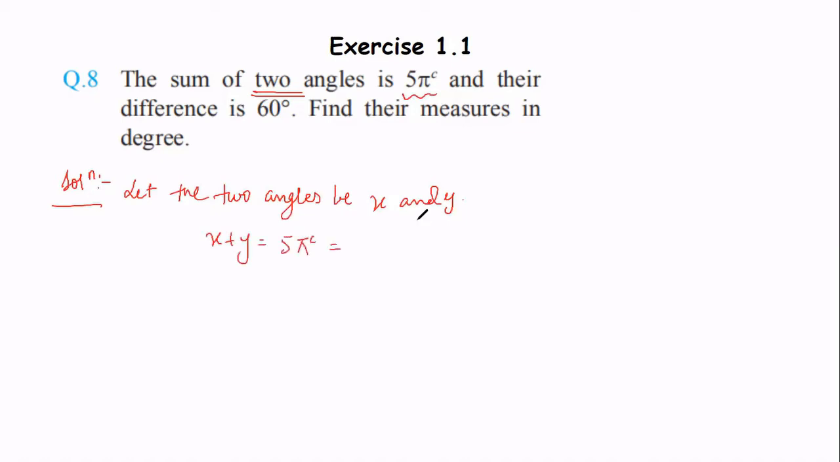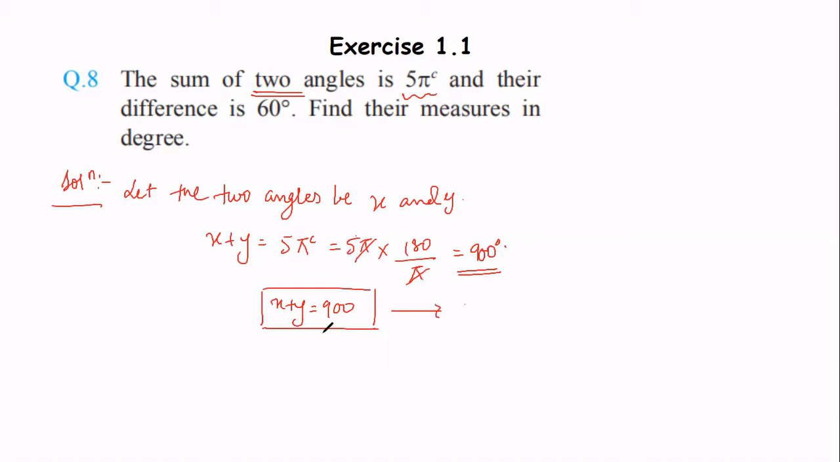Now 5 pi radian is actually equal to, you can convert this to degrees by multiplying by 180 by pi. That will give you 900 degrees. Okay, so this is x plus y is equal to 900. So this is one equation we get on adding two different angles. Equation number 1, you can mark it.